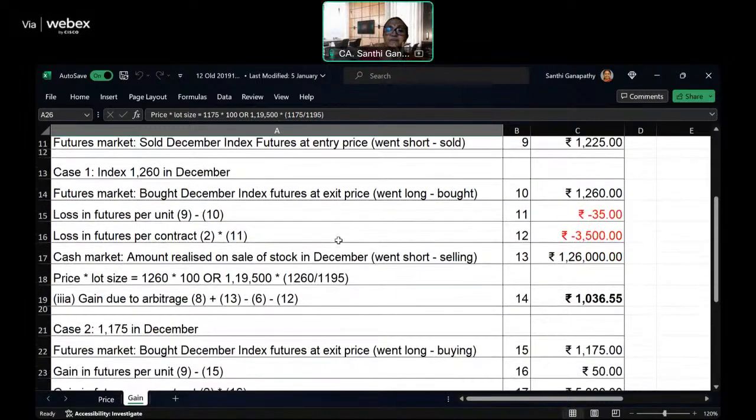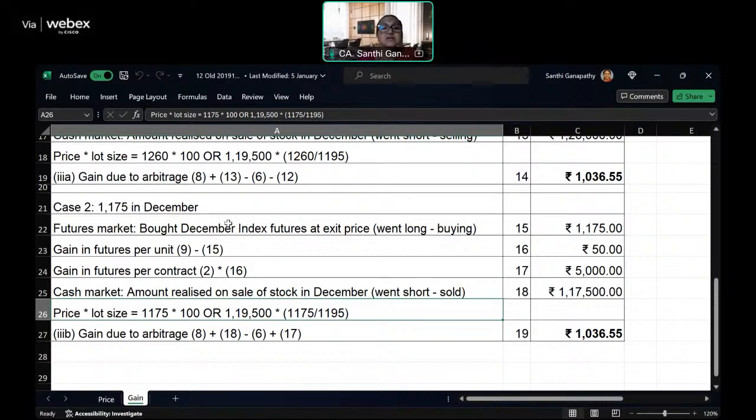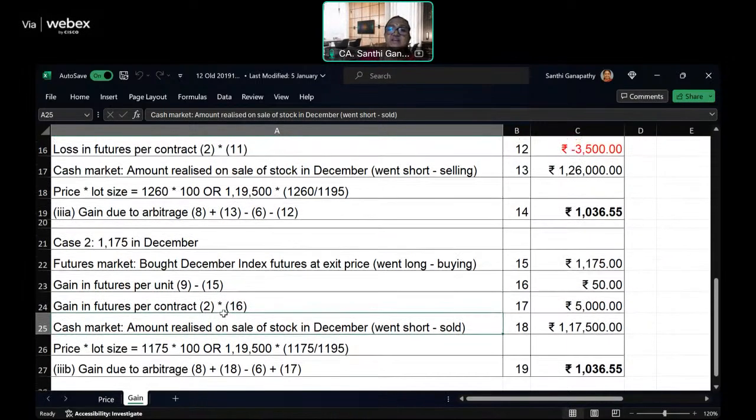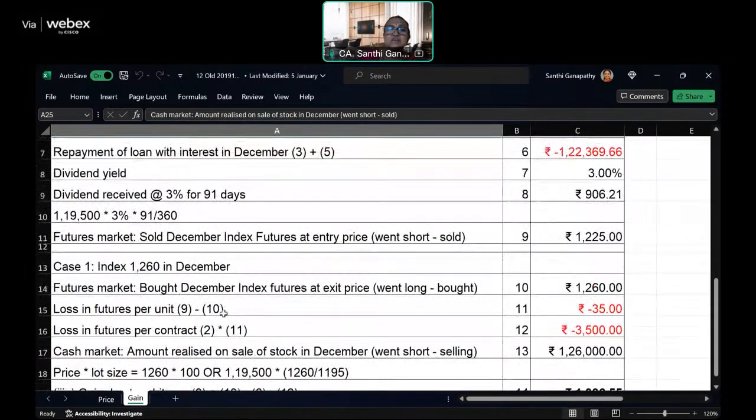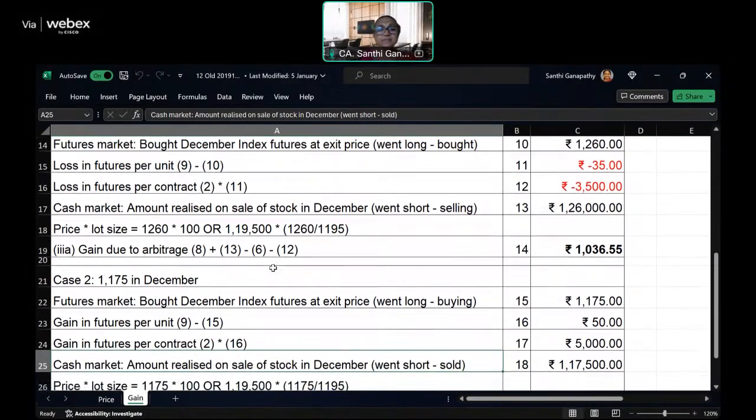Now the second scenario, 1175 in December, then what happens? You bought December index futures at exit price. Gain in futures is 50. So for a lot size of 100, 5000. Cash market, whatever amount you have realized, then what is the gain? Again, adjust. Adjust for all that you have paid and received.